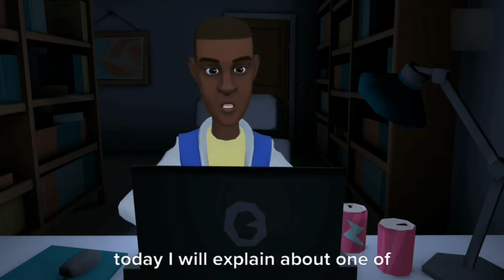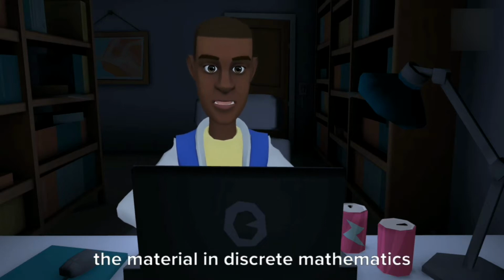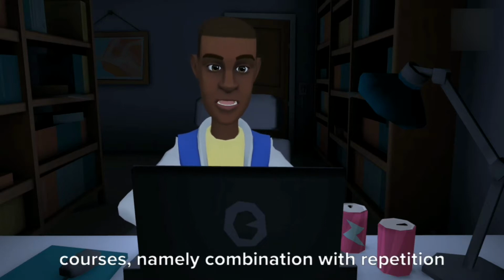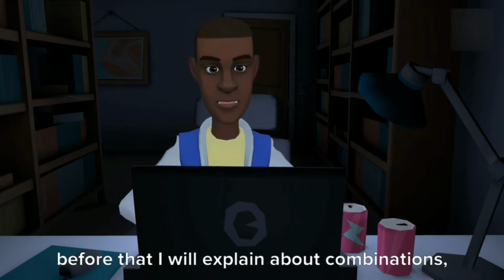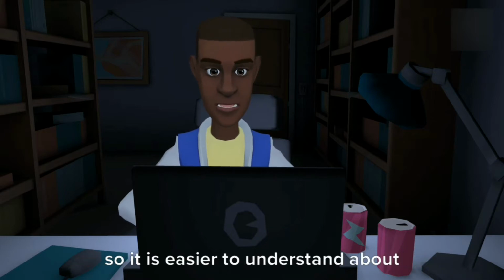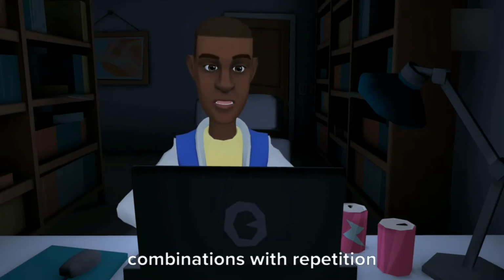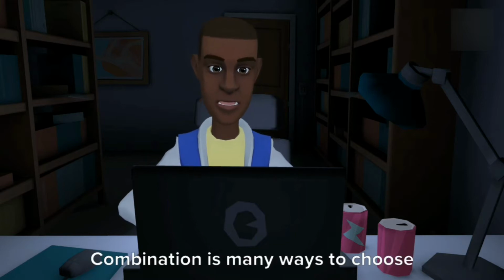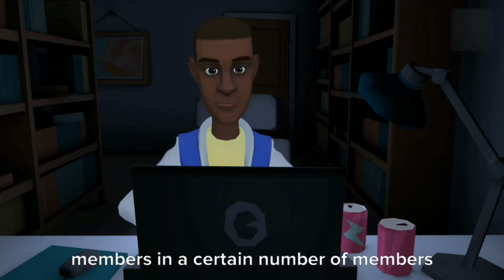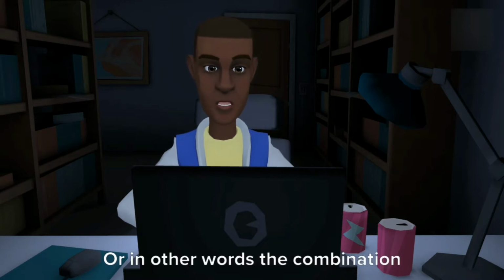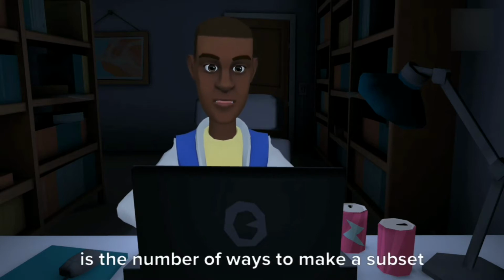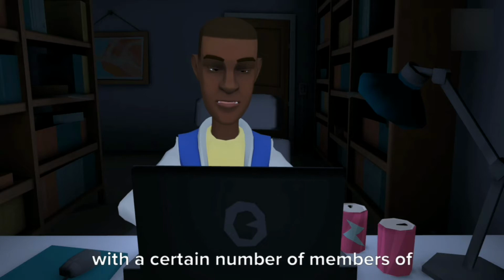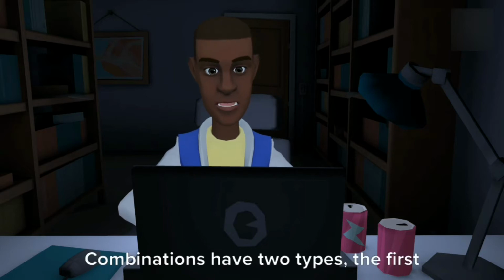Today I will explain about one of the materials in the discrete mathematics course, namely combination with repetition. Before that, I will explain about combinations, so it is easier to understand combinations with repetition. Combination is the number of ways to choose members from a certain number of members of a set. Or in other words, the combination is the number of ways to make a subset with a certain number of members of a set.